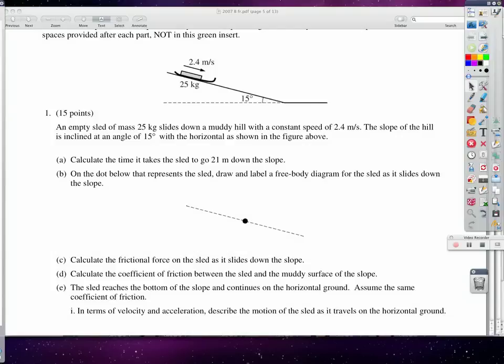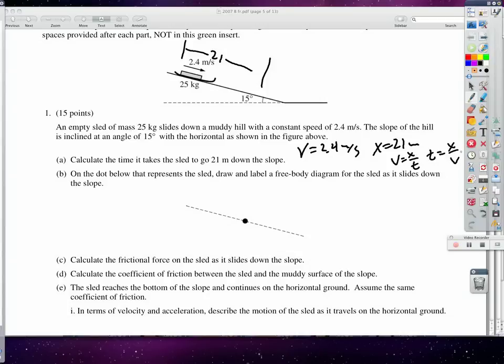All right, so you have the sled sliding down the hill with its speed. Slope of the hill is this. Calculate the time it takes the sled to go 21 meters down. 21 meters this way. The sled slides down with a constant speed. Calculate time. Well, that's easy. If you have a constant speed of 2.4 meters per second and a distance of 21 meters, then since v is x over t, t is x over v. Boom.